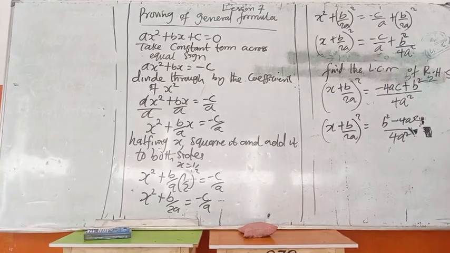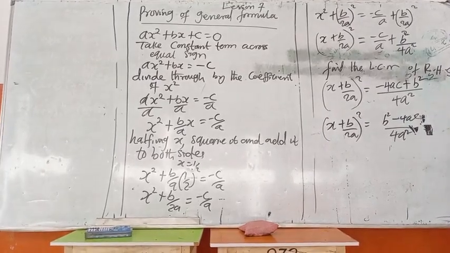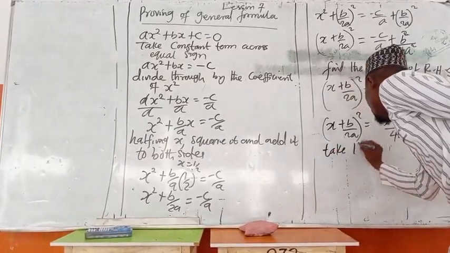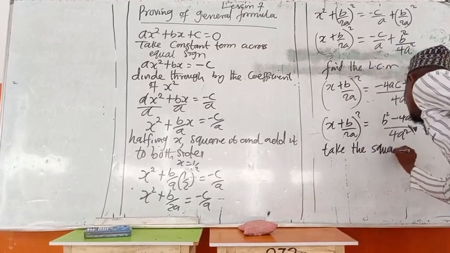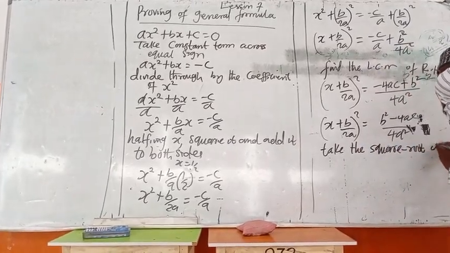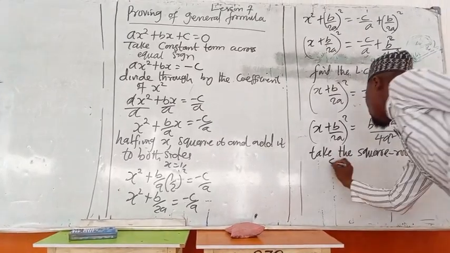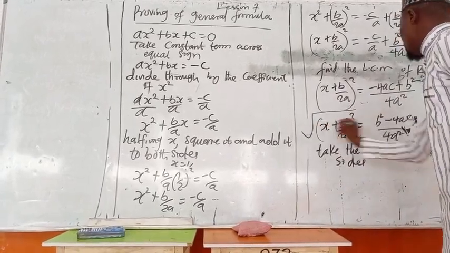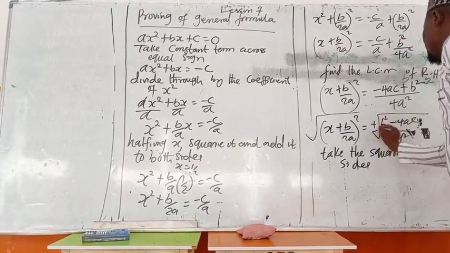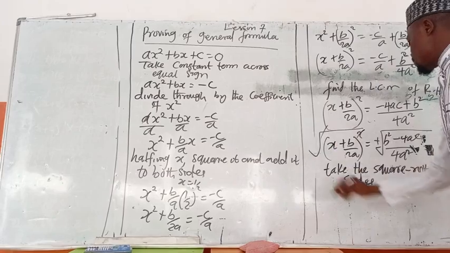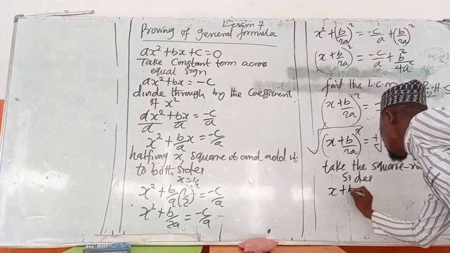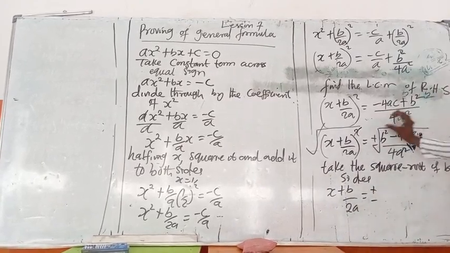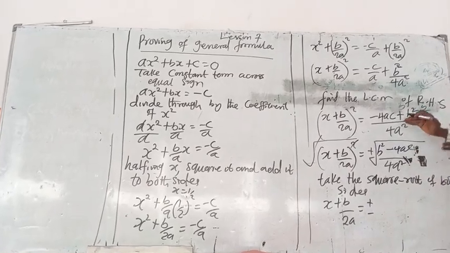What is the next thing? The next thing is to actually take the square root of both sides. If I do that, I'll have something like this, square root, then I'll put positive negative here. This cancels this. I'll now be left with x plus b over 2a is equal to positive negative. The square root covers everything, it affects both numerator and denominator.